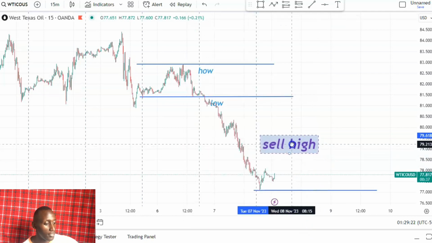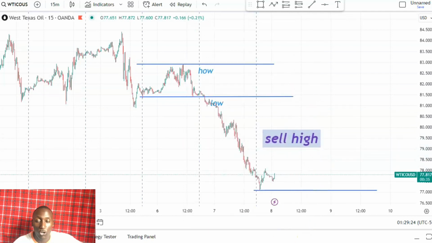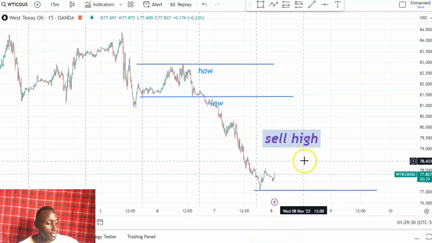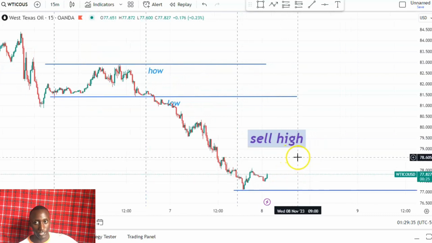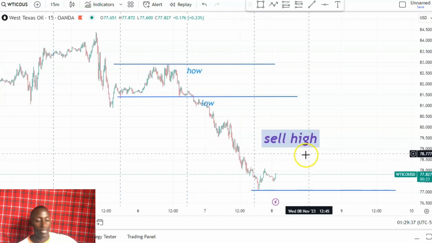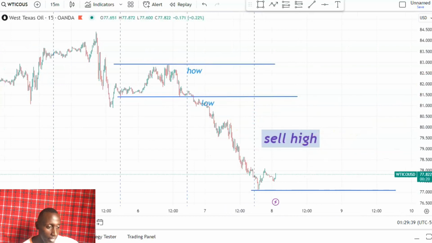So remember, this is a game of probabilities. We don't know what is going to happen, but we have a thesis. So if price gives us signs that our edge is going to play out, then we stick to our edge.